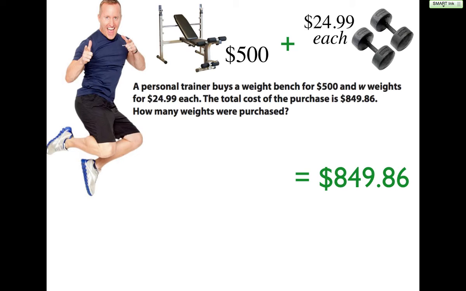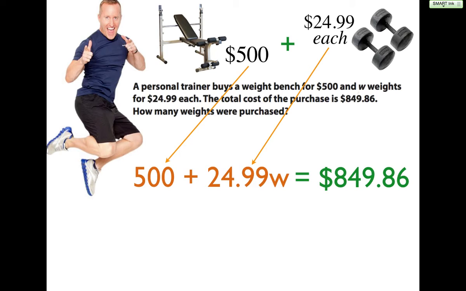Now we can figure out how many weights he bought because we know the total amount of money that he spent. So what we're going to do is take this situation and turn it into an equation. In this case, your equation would look like this. It would be $500, which he spent on the weight bench, plus $24.99 for each of the weights that he bought. So we're going to take the number of weights and multiply it by $24.99 because it's $24.99 each. And if you add that all up, it should add up to a total of $849.86. Now that we have an equation, we can solve this equation for W to figure out how many weights he bought.